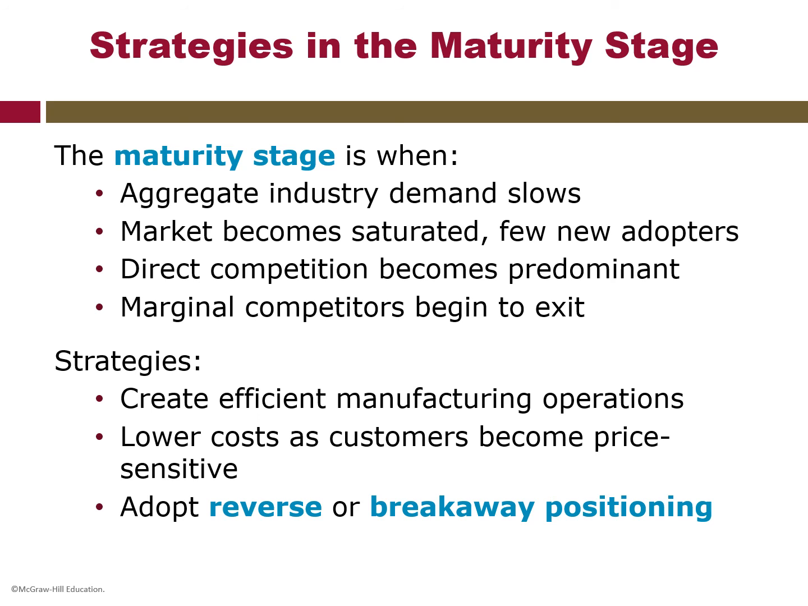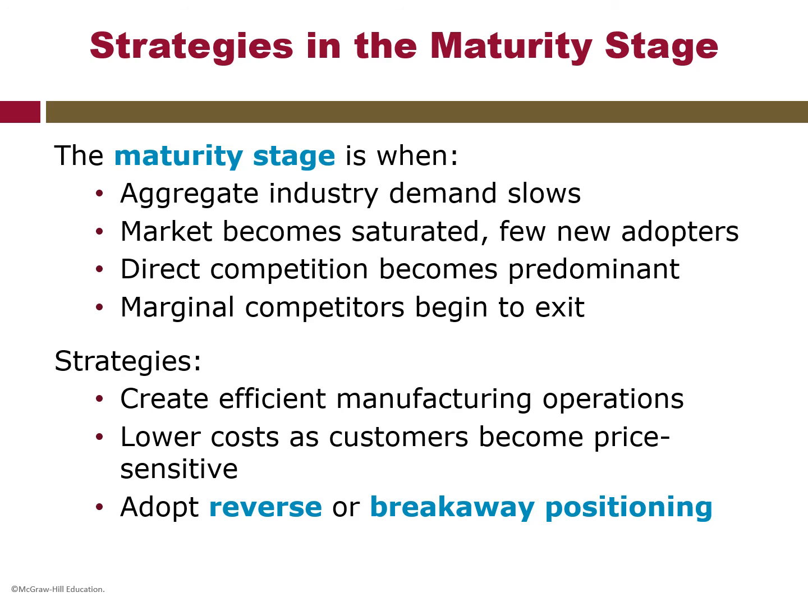Strategies in the maturity stage. In the maturity stage, the aggregate industry demand will slow down, meaning it becomes softened. As the market becomes saturated, there are only a few new adopters at this time. So it is no longer possible to grow around the competition, and direct competition becomes predominant.